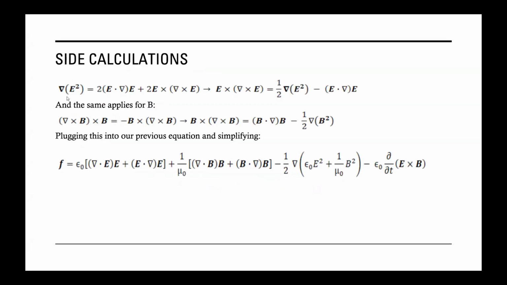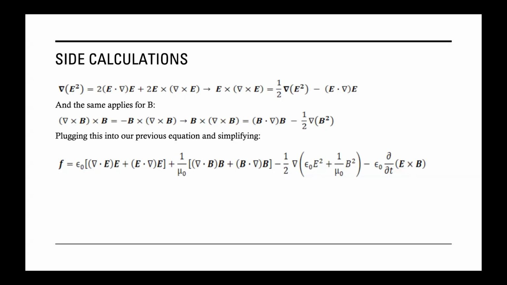And so we do further side calculations to get to that further symmetry. And of course, I'm not going to go through this entire equation, but this is what we used to get further. And then the same applies for B. But of course, we had to permute this cross product to get to the same formulation as E had, with just a negative sign. And so we plug this back into our force density equation, and we get this monstrosity, which we can't glean much information from.